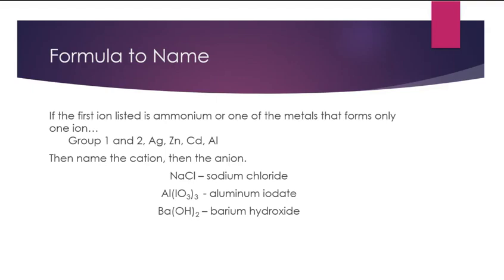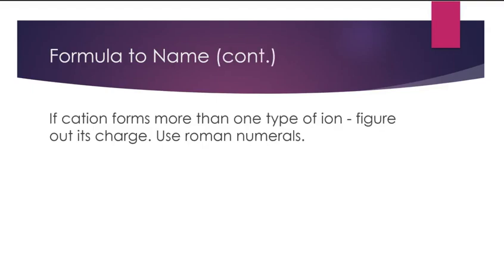Now there are cations that form more than one type of ion. Most of the metals are this way. And we have to figure out the charge from its formula. And then we have to use Roman numerals to specify the charge in the name. So let's look at this first one.